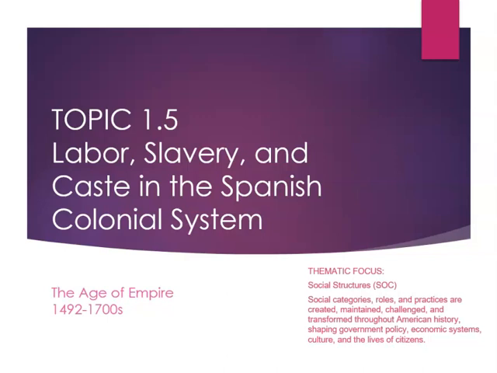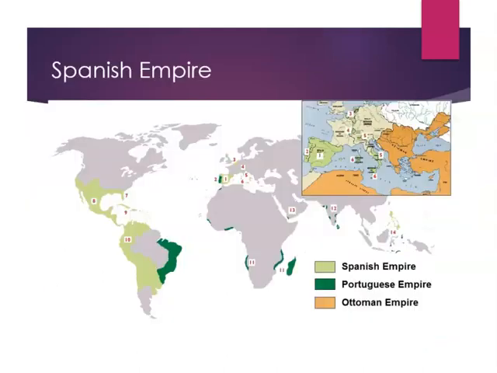Now we begin our look at topic 1.5, labor, slavery, and the caste system in Spanish colonial society. New cities and new economic activities in the New World required a significant labor source, and the Spanish in particular established a system of labor to address their specific needs.